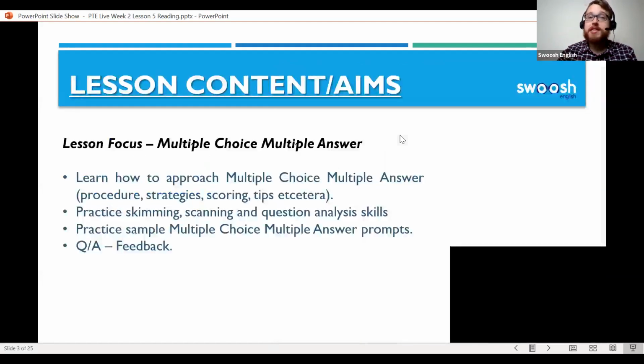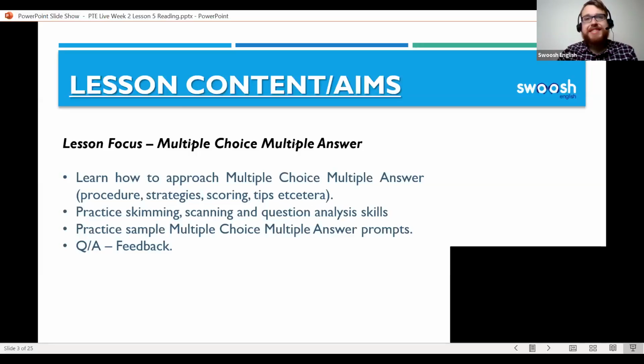So what is our lesson about today? Well, here are the lesson content and aims. As I've said, this lesson today is going to focus on reading. Last week we did multiple choice single answer. This time we're going to focus on its sister activity, multiple choice multiple answer. Quite similar, but also quite different in some ways. Today, we're going to learn how to approach multiple choice, multiple answer, looking at the procedure, strategies, how it's scored, as well as any tips that we can use to improve upon our score.